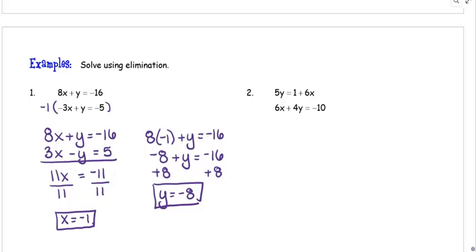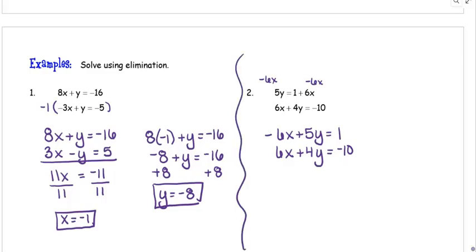Let's try the second one. Now as I'm looking at this second problem, I'm noticing that the x's and the y's are not stacked up nicely in that first equation. I need to take this 6x and move it to the other side. So I'm going to subtract 6x on both sides, and I'm going to rewrite that equation. I've got -6x plus 5y is equal to 1. And then I'm seeing that the second equation already has the x's and the y's in the correct spot, so I'm just going to put that right below it. 6x plus 4y is equal to -10.